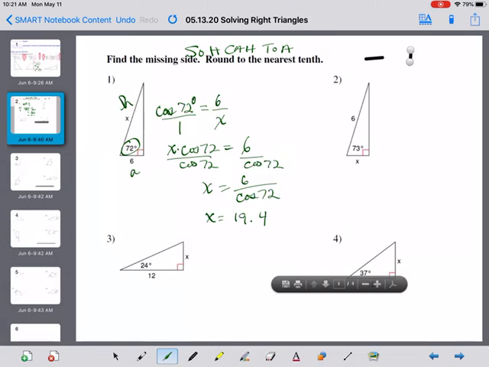Okay, so number 2 is similar. With respect to the 73, the 6 is the hypotenuse, the longest side, and x is the adjacent leg. So that's cosine again, cosine 73. See, the angle is what comes after the cosine. So cosine of 73 equals x over 6. Cross multiply, so 6 times the cosine 73 equals x. So now you just multiply 6 times cosine 73. 1.75 or 1.8.